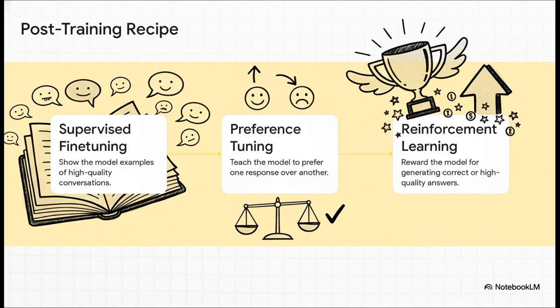First up is supervised fine-tuning, which is basically like making the model study thousands of examples of high-quality conversations. Then comes preference tuning, where you show the model two different answers and teach it to pick the better one, so it starts to develop a sense of quality. And finally, there's reinforcement learning, which is like giving the model a reward every time it generates a great response, sharpening its skills through practice.